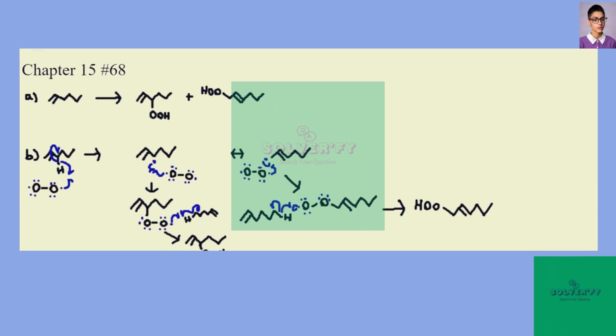This is the answer to Chapter 15, problem number 68 from the Smith Organic Chemistry textbook. This problem is asking us to show the two possible products from this allylic oxidation of 1-hexene with O2 to form the two possible hydroperoxides. And it is telling us to disregard stereoisomers. So there are only two possible products.